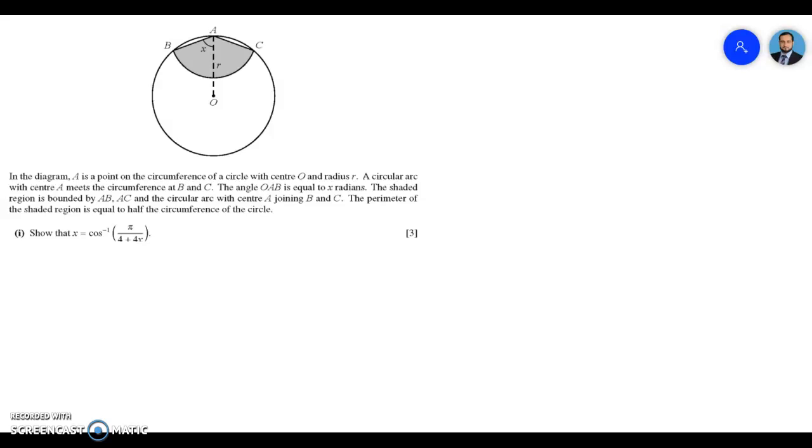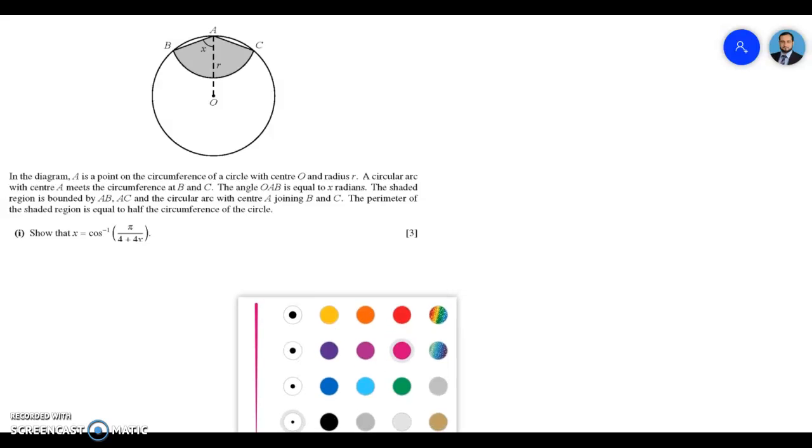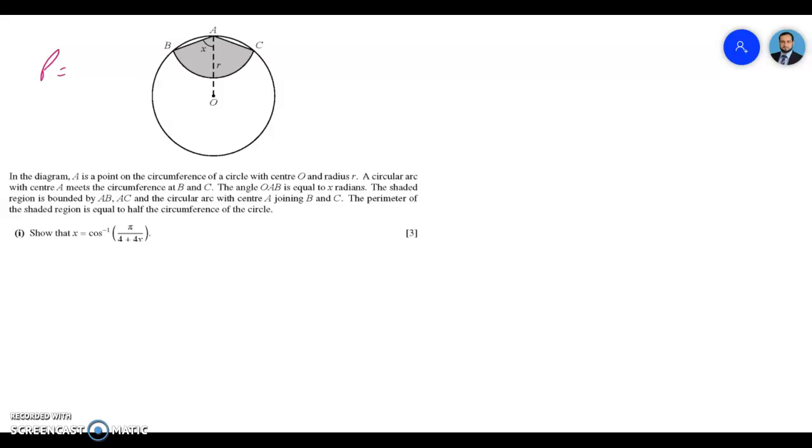The perimeter of the shaded region is equal to half the circumference of the circle. Since the circumference is 2 pi r, the perimeter will be equal to pi times r. Now, in order to find the perimeter of the shaded region, we don't know the length of AB and AC, and if we know that, we will be able to find the arc length too.